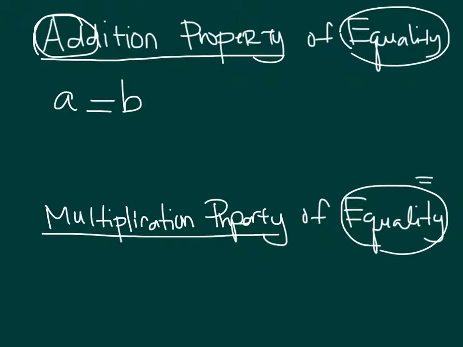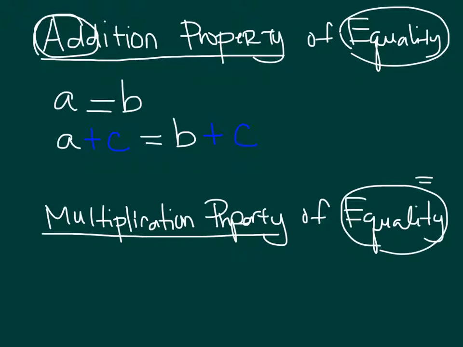So maybe I'll use a different color here. I'll just use blue. If I have A and I decide to add, not B, we already have B. Let's say I add a C. Notice the only new thing that I did was I added a C to both sides. This equation and this equation have the same solution set. In other words, I haven't changed anything.